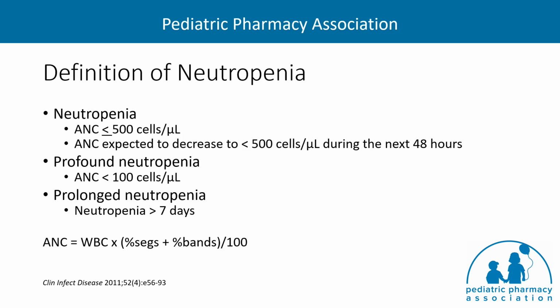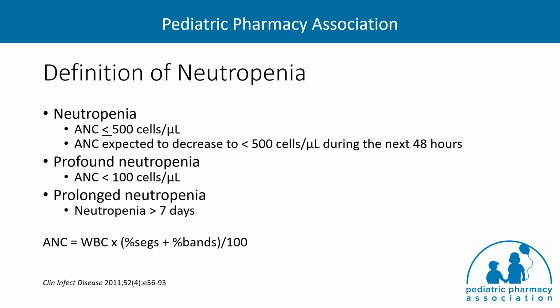How do you define neutropenia? Neutropenia is defined as an ANC less than 500 cells per microliter, or an ANC that is expected to decrease to less than 500 cells in the next 48 hours. Patients may also have profound neutropenia, which is defined as an ANC less than 100 cells. Patients may also have prolonged neutropenia, and this is neutropenia that persists for more than 7 days.